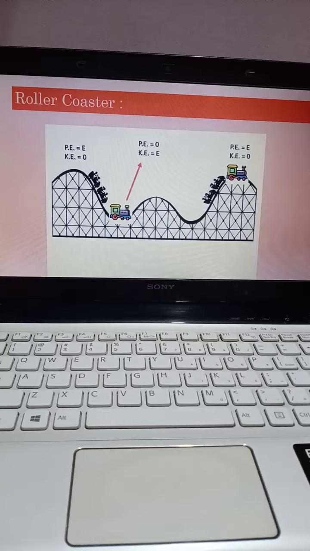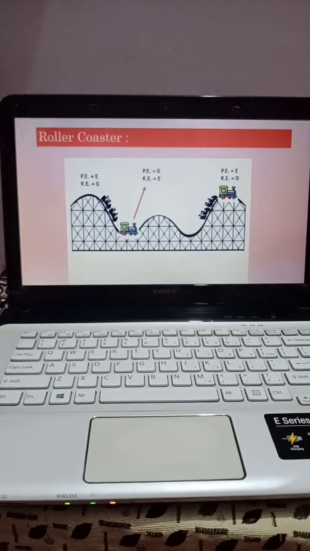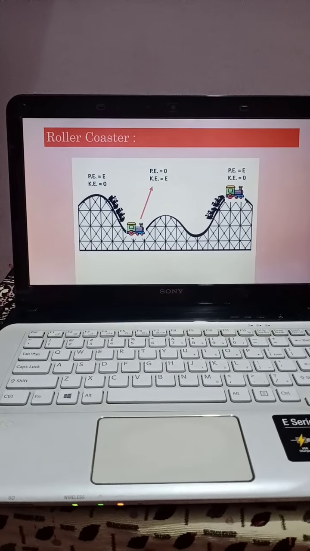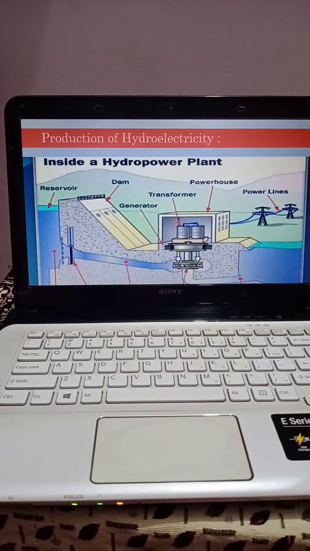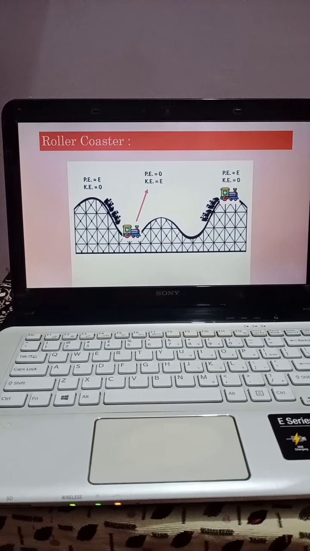So these are the different examples of the law of conservation of energy. First we have seen hydroelectricity, next it is the roller coaster.